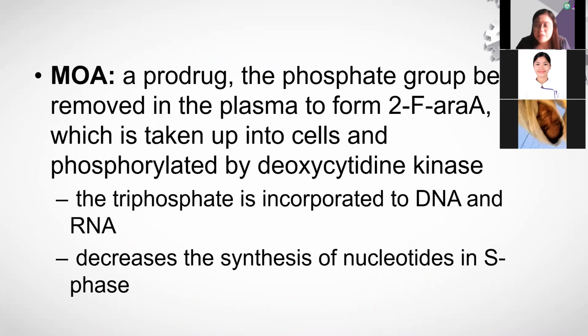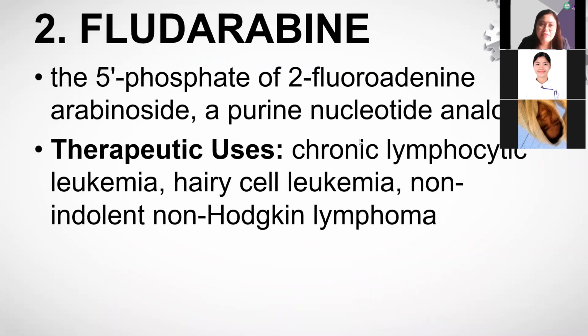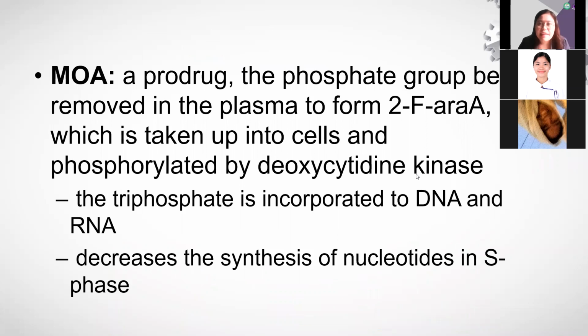Okay, but let's talk about the mechanism of action. This one is a prodrug. Again, fludarabine is a prodrug. And then inside the body, the phosphate, the 5-phosphate group of the 2-fluoroadenine, will be metabolized. The phosphate group will be removed, and the 2-fluoroadenine arabinoside is being formed. So that we do not get confused, I will put it on the screen.